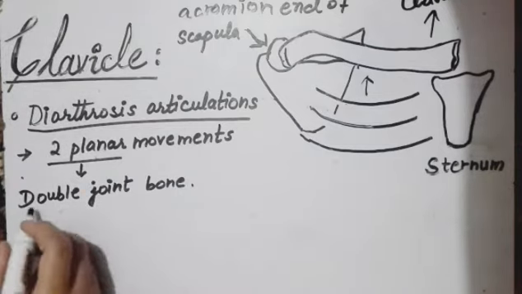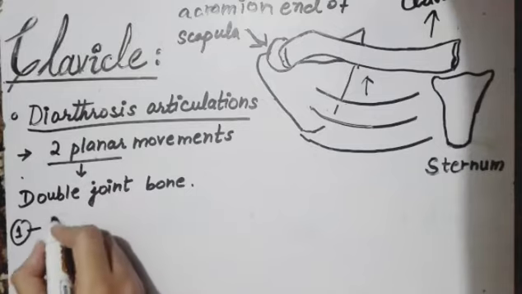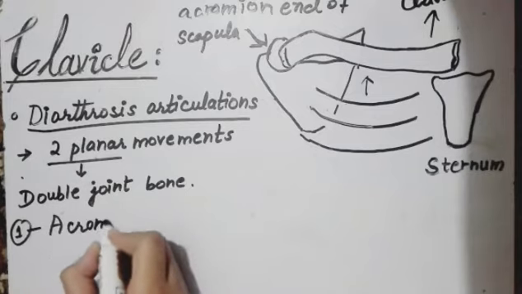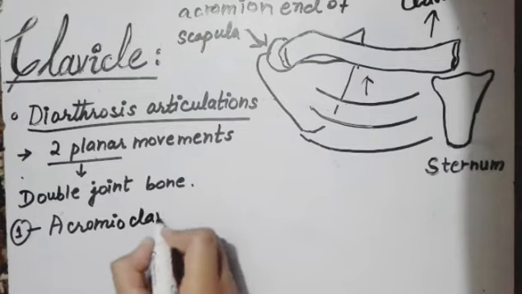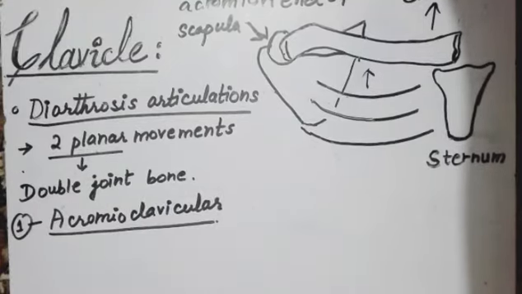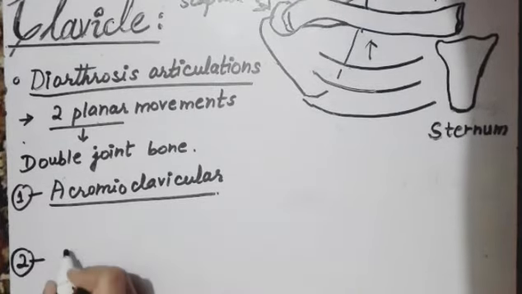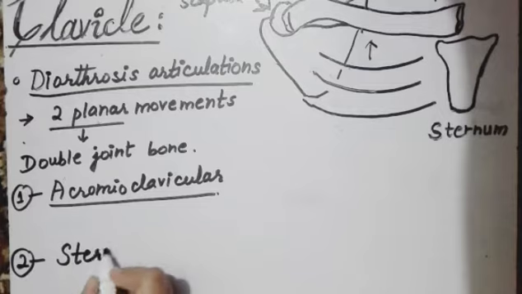The next point is we'll discuss the joints. The first joint the clavicle makes is the acromioclavicular joint. The clavicle makes two joints. It only has two ends, so it makes two joints. And the second is the sternoclavicular joint.